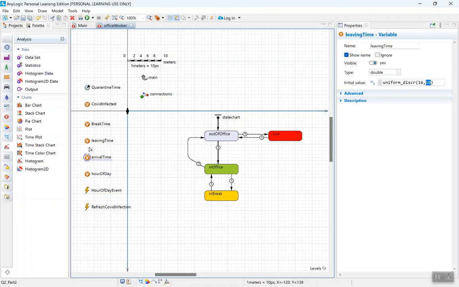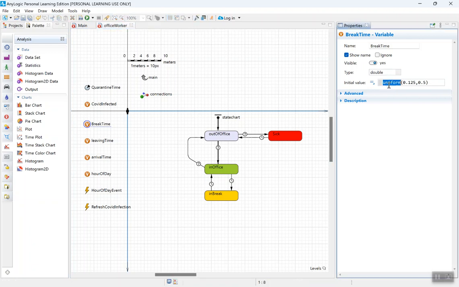And for the arrival time and the leaving time, we are using a random value from a uniform distribution. And the same case for the break time, but instead of using a discrete value, we are just using the continuous uniform distribution. And this break is again a random value from a uniform distribution with a lower bound of 7.5 minutes and an upper bound of 30 minutes.